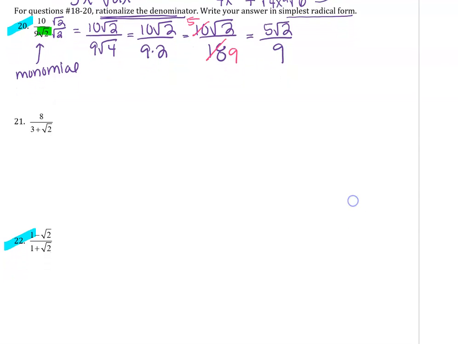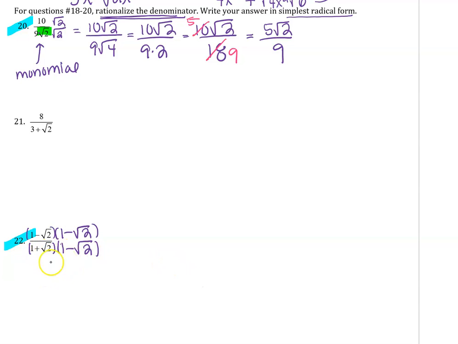In 22, I have what's called a binomial denominator because I have 2 terms grouped by, in this case, an addition sign. So that's where I'm going to multiply by what we call the conjugate. I multiply by 1 minus the square root of 2 in both the top and the bottom. And we will distribute out. Now, I actually do this off to the side. No, I'll do it right below it.